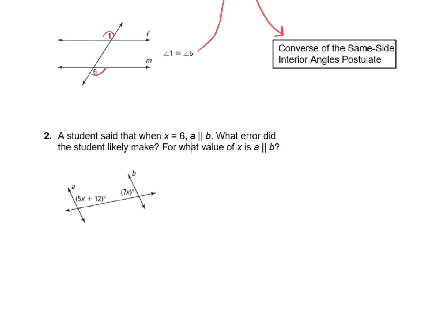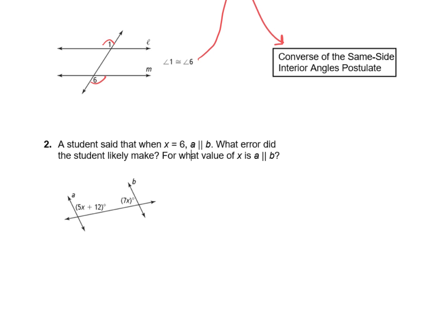So let's just plug in a 6 and see what angle measures we got here. So 5 times 6 plus 12. 5 times 6 is 30. 30 plus 12 is 42. They said x equals 6, so they're getting this angle measure to be 42 degrees. And then 7 times 6 is 42 degrees. So they are saying that these two angle measures are congruent to each other. Do we agree with that?